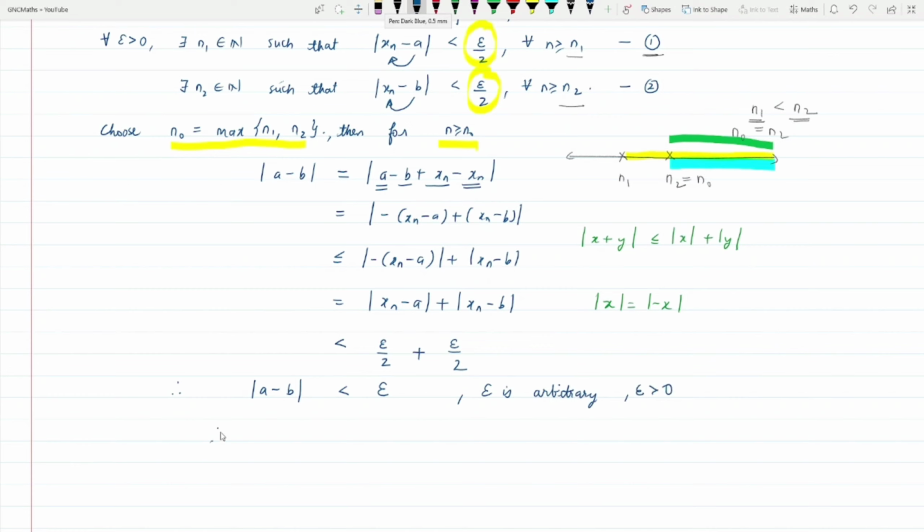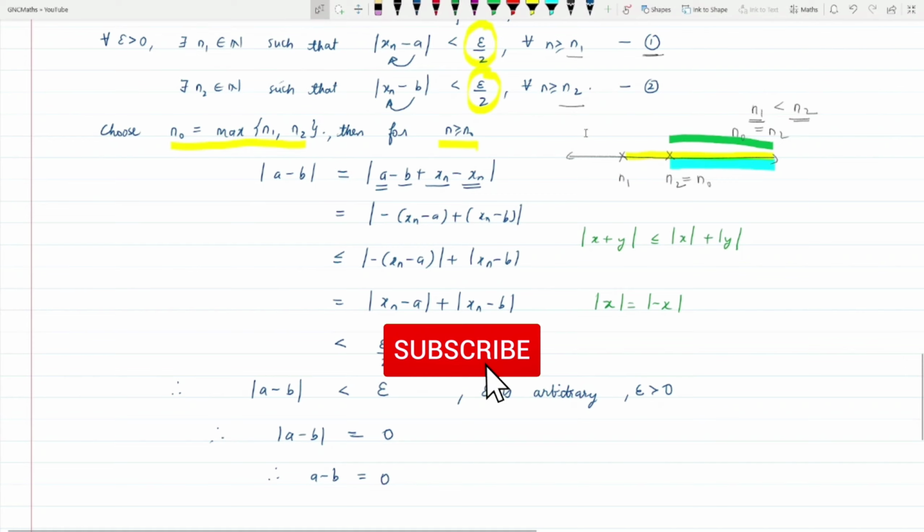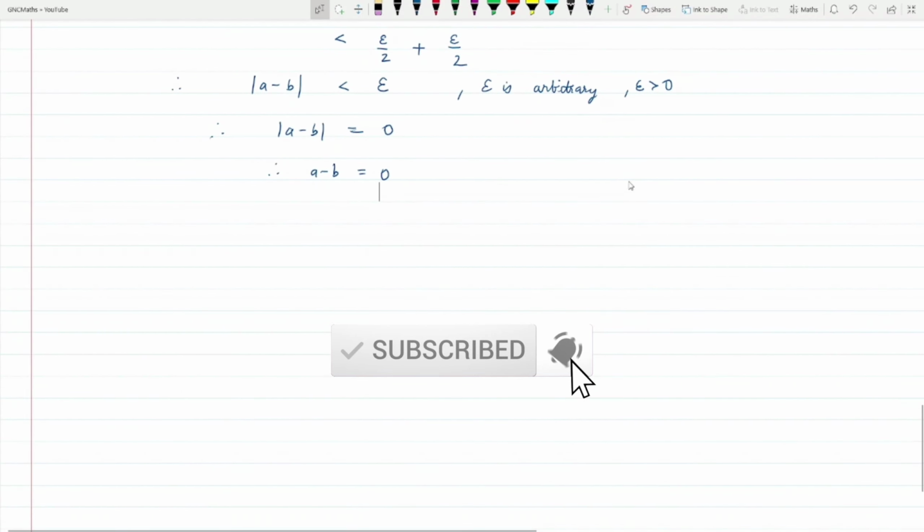So thus we have that the modulus of a minus b is less than any positive real number, and this is only true when the modulus of a minus b itself is 0. So thus we get that a minus b is 0, and finally we can write in the conclusion that a is equal to b.